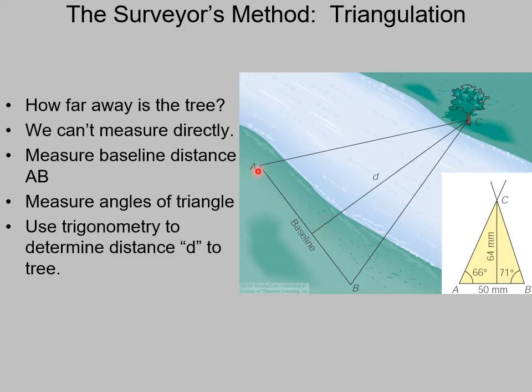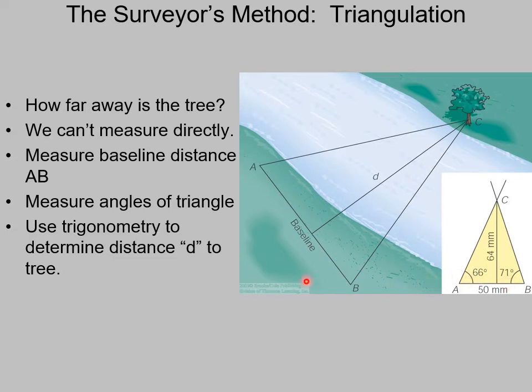What you can do is you can start here at point A and measure this distance here to point B, which is called a baseline. And then from this point A, measure the angle here between the baseline and the line of sight to the tree. So let's say here in this example, it's 66 degrees. Then we walk over here to point B and we measure the angle here between the baseline and this line of sight to the tree. And let's say that angle is 71 degrees.